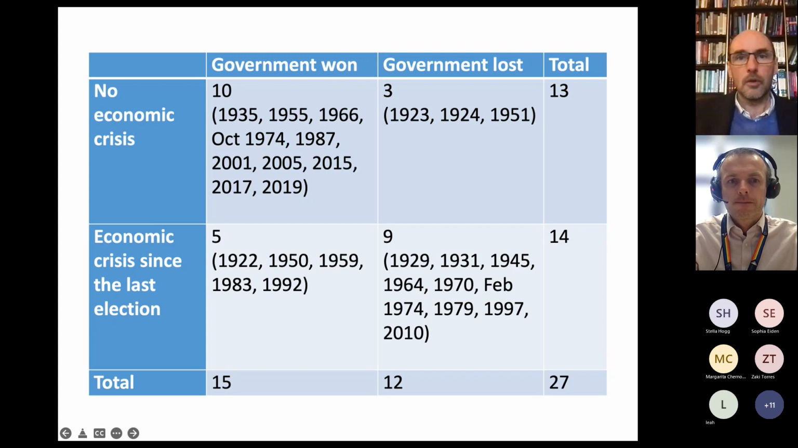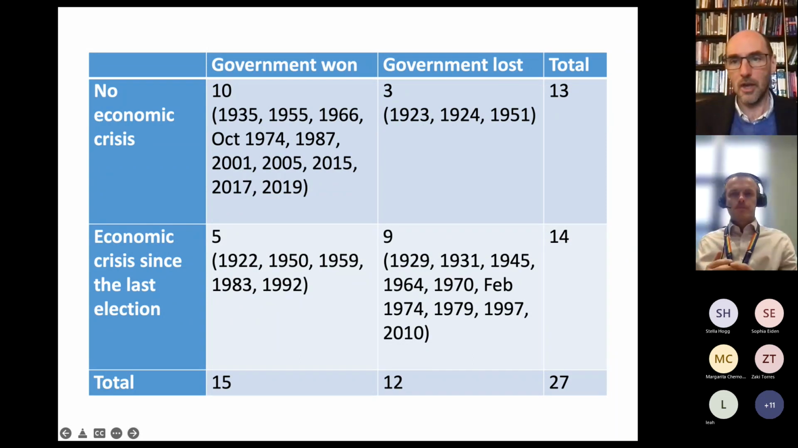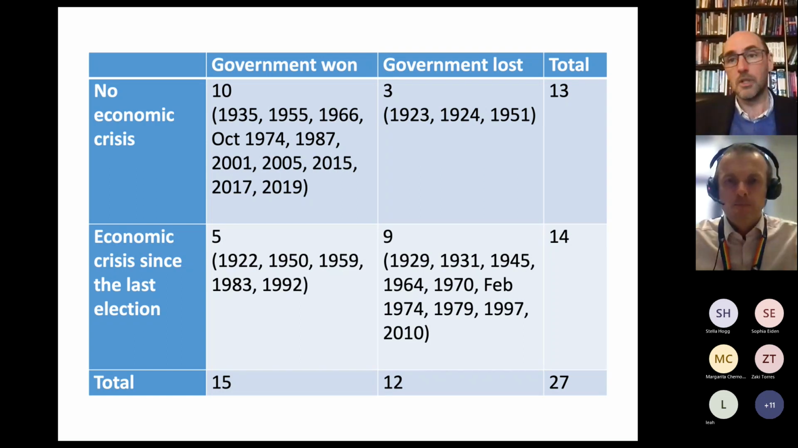So you've got the government won or the government lost, whether there was an economic crisis since the last election or no economic crisis since the last election. So government won 15 out of the 27 elections there. So only just above half. And then there was an economic crisis before 14 of them, and not before the other 13.